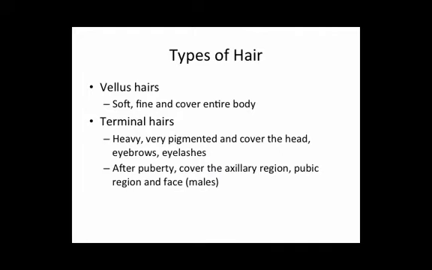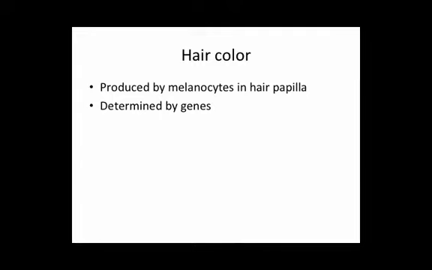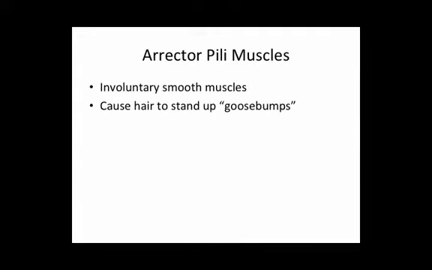There are different types of hair on the body. Vellus hairs are soft and fine and cover the entire body. Terminal hairs are heavy and very pigmented and cover the head, eyebrows, eyelashes, and after puberty cover the axillary region, pubic region, and the male's face. Hair color is produced by melanocytes at the hair papilla and is determined by genes. The arrector pili muscles are involuntary smooth muscles that cause the hair to stand up and produce goosebumps.